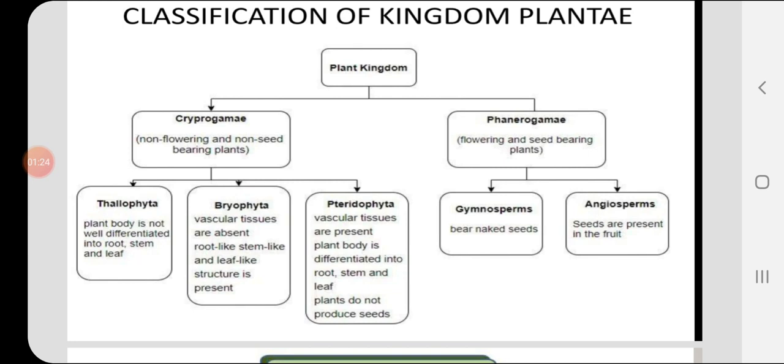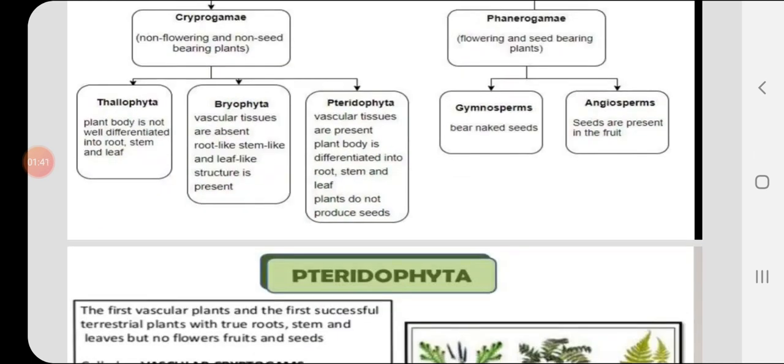In our next lecture we will study gymnosperms and angiosperms. So today will be the last lecture of this division, that is cryptogams. Then we will start with phanerogams. Okay, so let us start with the division Pteridophyta.